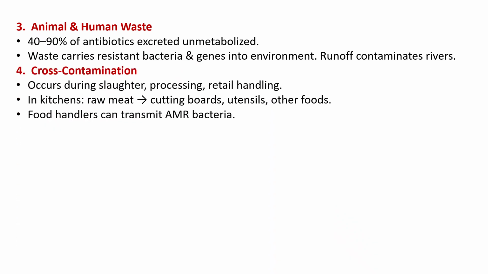Another factor is cross-contamination that occurs during slaughter, processing, and retail handling of these products. In kitchens, when we bring raw meat, that can spread to cutting boards, utensils, and other foods. Food handlers can transmit AMR bacteria. So when these fertilizers are applied to fields, resistance can reach crops and eventually enter the human food chain.